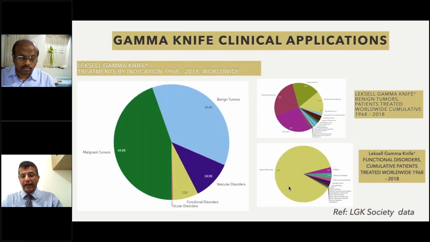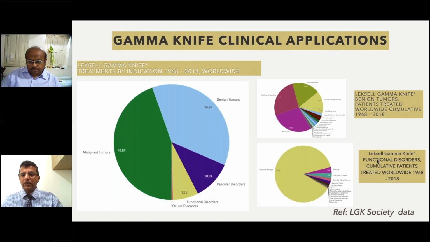So these are all the challenges we have. Looking into the clinical applications, this is the data I received from the Leksell Gamma Knife Society for the treatment indications from 1968 to 2018 worldwide. We could see here, the majority of the treatment indications were for malignant tumors, followed by benign tumors, vascular tumors, functional disorders, and ocular disorders. If you look into the benign tumors, we could see there are a number of tumors which are treated for various indications.